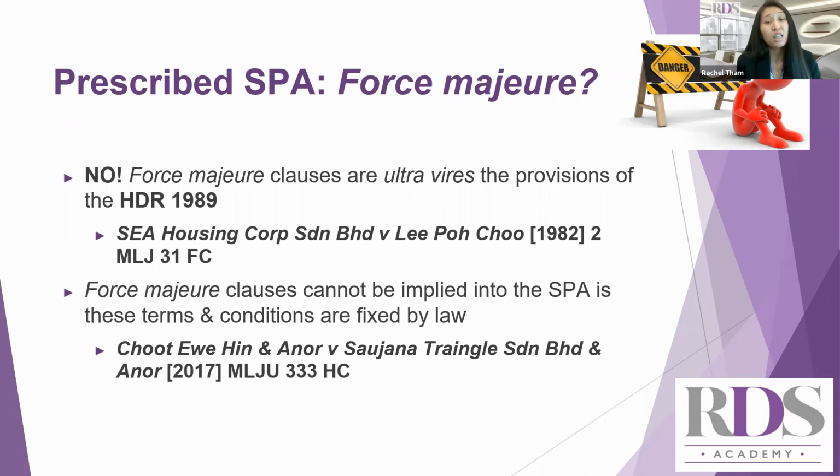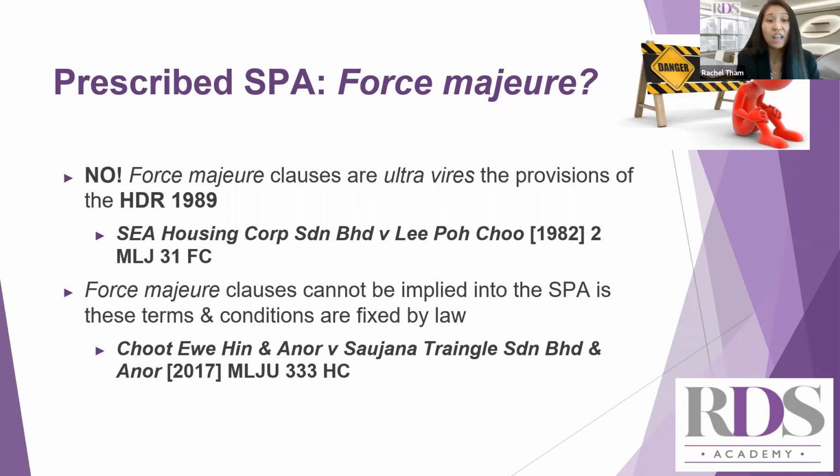So the other issue is whether force majeure clauses can be implied into the SPA. This issue can be seen in the case of Chut Yo Hin and another, and Saujana Triangle Sdn Bhd and another. The plaintiff in this case entered into a SPA for a condominium. The delivery of vacant possession was delayed by some 2,658 days from the initial date. In addition to that, there was also 2,645 days of delay for the completion of common facilities. Hence, the plaintiff was claiming for liquidated ascertained damages.